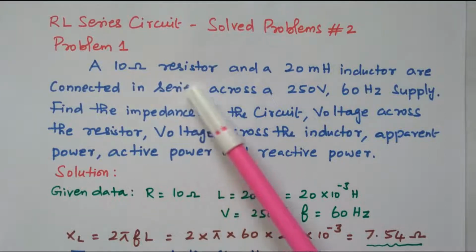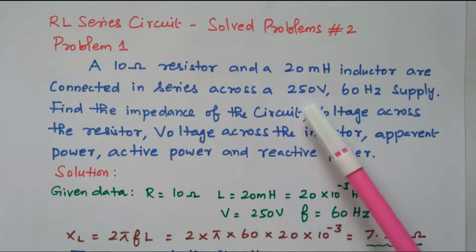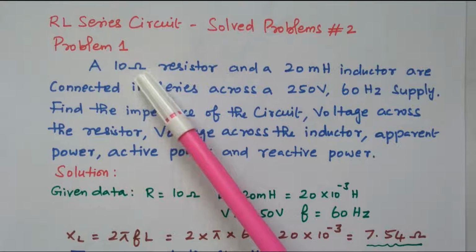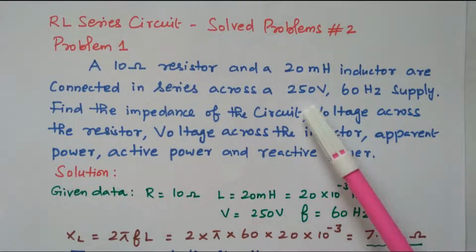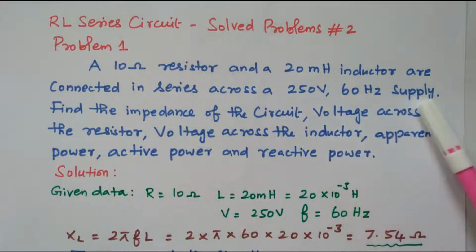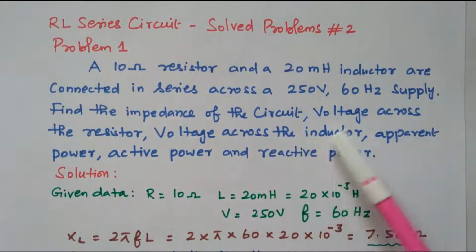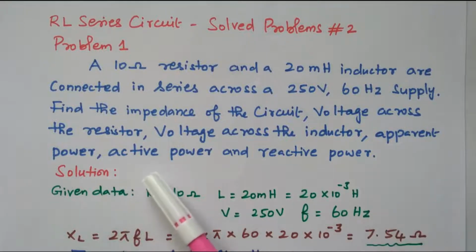A 10 ohm resistor and 20 millihenry inductor are connected in series across a 250 volt 60 Hz supply. We need to find the impedance of the circuit, voltage across the resistor, voltage across the inductor, apparent power, active power and reactive power. So based on the given data, R is 10 ohm.